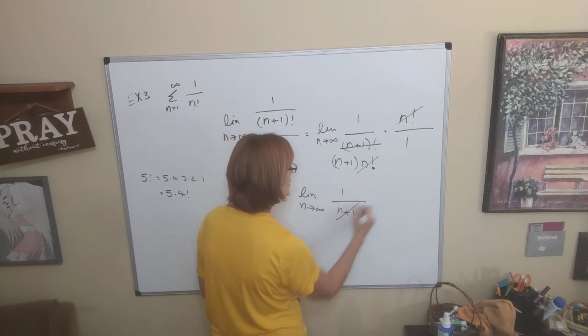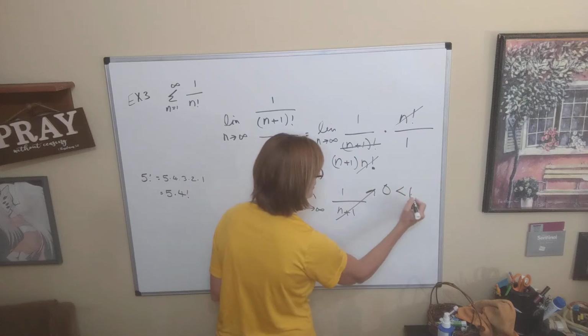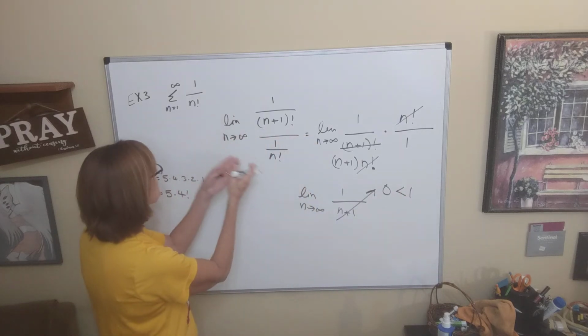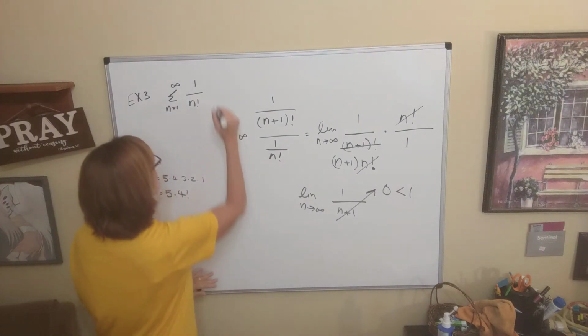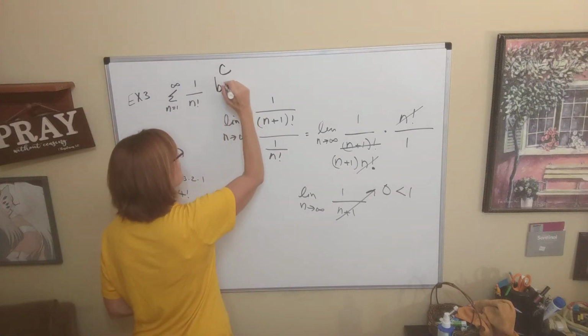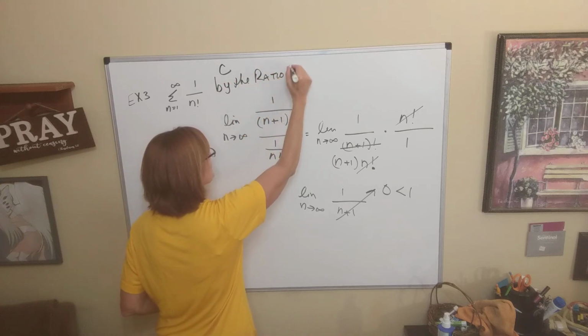And as n goes to infinity, this is approaching 0. We did have a limit. It is less than 1. That means that this series is absolutely convergent, which means, therefore, it is convergent by the ratio test.